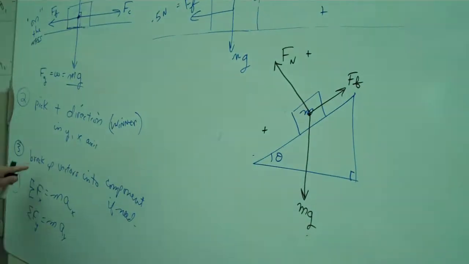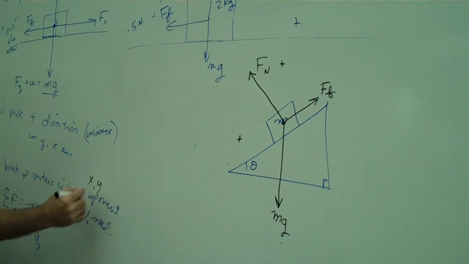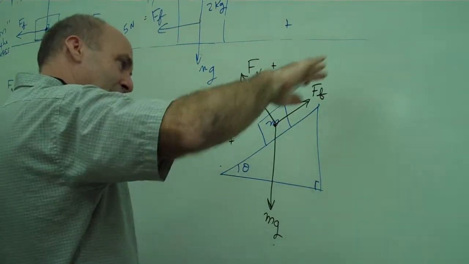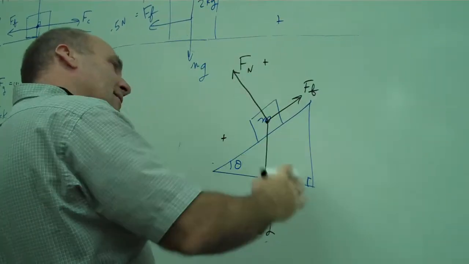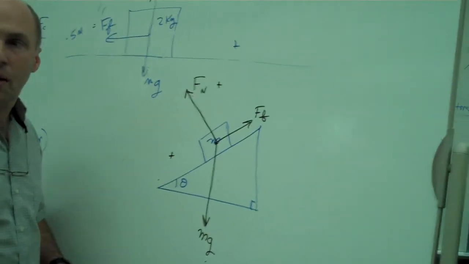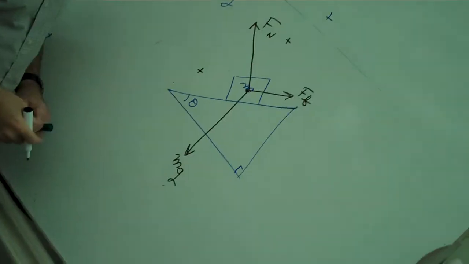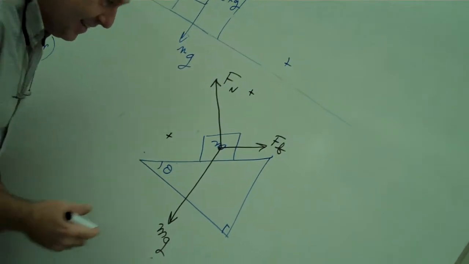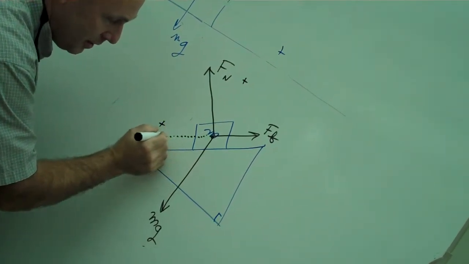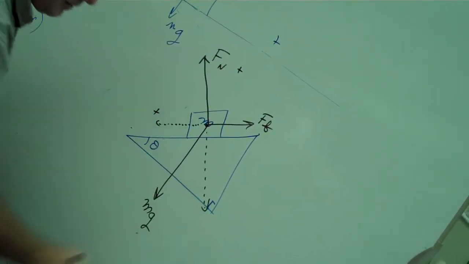But step 3 now matters. Break up vectors into x and y components as needed. All right, now you got to tilt your head and pretend this is the x, parallel to the ramp, and this is the y, perpendicular to the ramp. Which force should be broken up into components? And the answer is mg. There's a component of mg right here and a component of mg there.